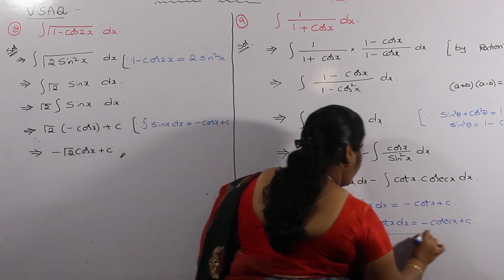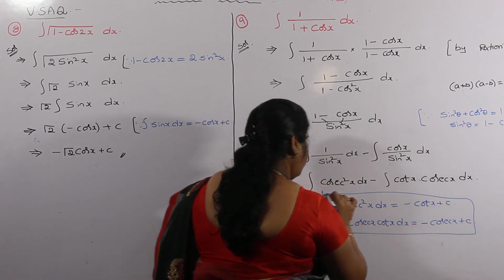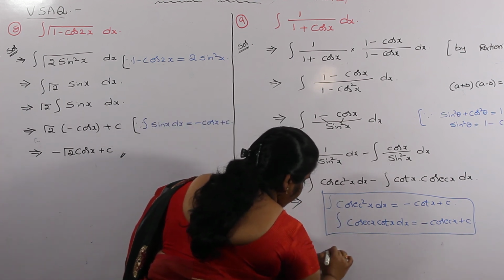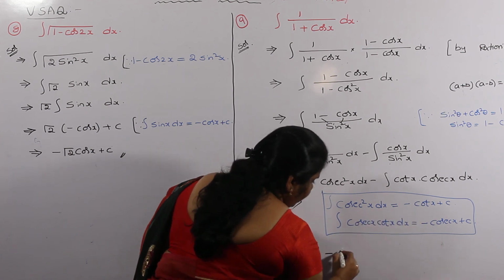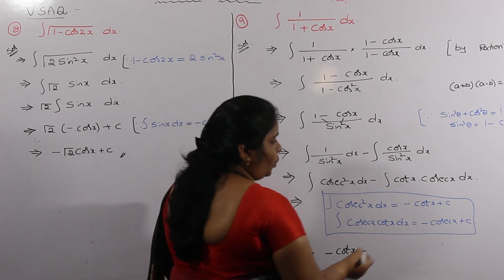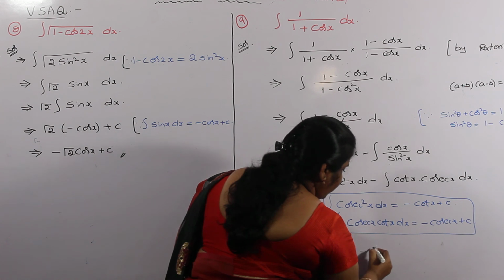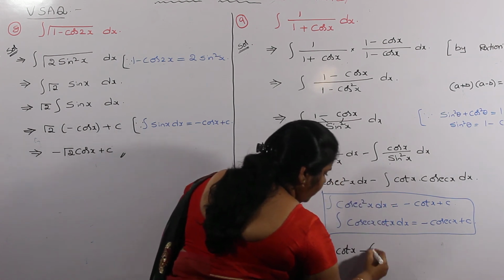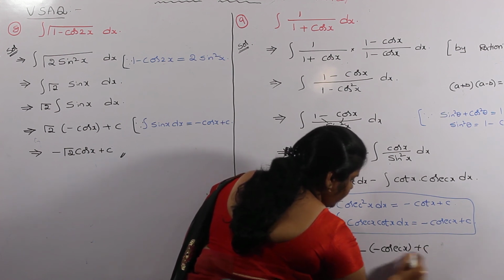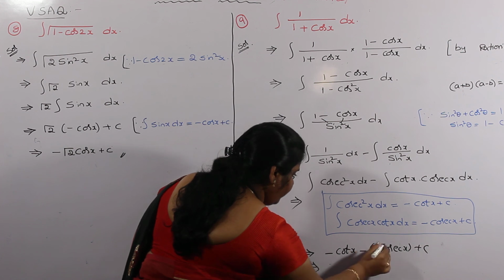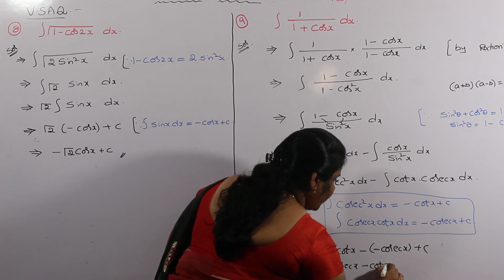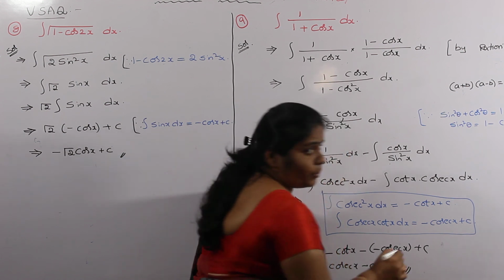Apply these two formulas here. Integral of cosecant square x is minus cot x, minus integral of cosecant x into cot x dx, that is minus cosecant x. Here already we have a minus, and we have one more minus, so minus of minus is plus. So cosecant x minus cot x plus c is the answer for this problem.